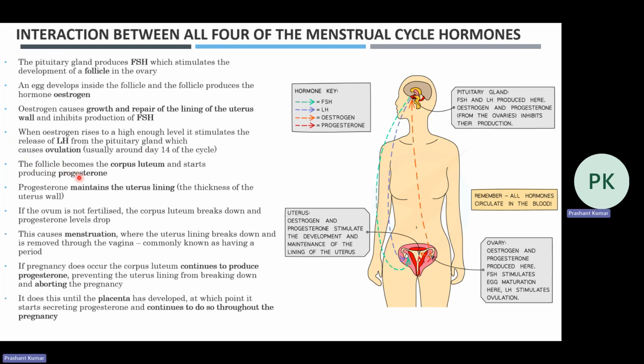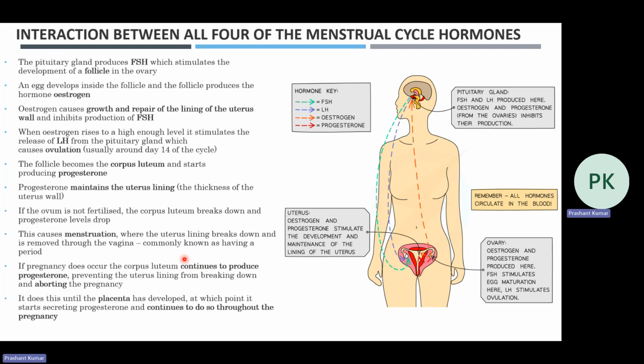So in this way, the egg is released in the middle of the cycle. Now the follicle, which broke in the middle and released the egg cell, will remain there, and the follicle becomes the corpus luteum and starts producing progesterone. Progesterone maintains the uterine lining. If the ovum is not fertilized, the corpus luteum will break down. Of course, when the egg is not fertilized, there is no need for progesterone hormone, so it will start breaking down. This causes menstruation, where the uterine lining breaks down and is removed through the vagina, commonly known as a period.